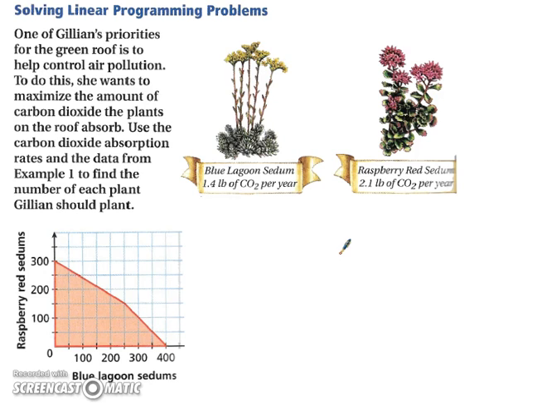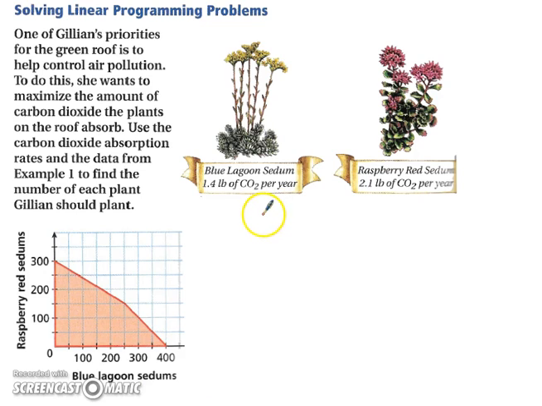So, this was our graph that we had created in our first example. So now we're going to just take what we had for our first example and we're going to apply it to some air pollution information. So the Blue Lagoon does 1.4 pounds of CO2 per year, and the Raspberry Red is 2.1 pounds of CO2 per year.